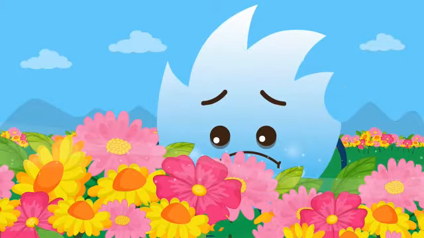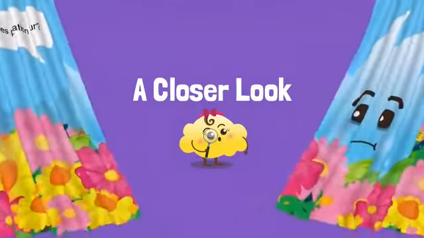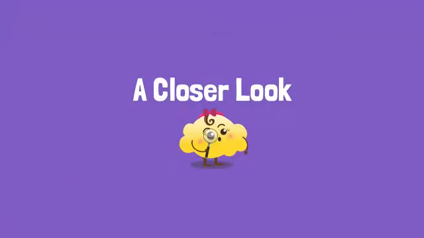Mrs. Coco, so how does this happen? Let's take a closer look. There are two types of pollination: self-pollination and cross-pollination. The transfer of pollen from the stamen to the stigma of the same flower is called self-pollination.